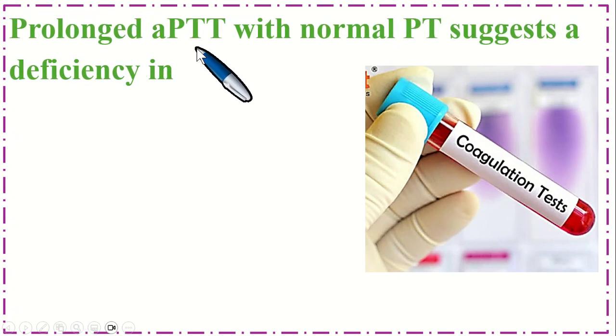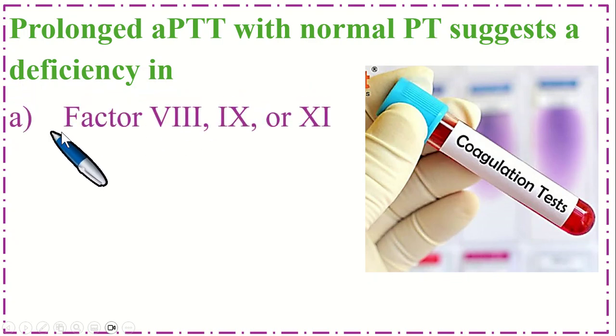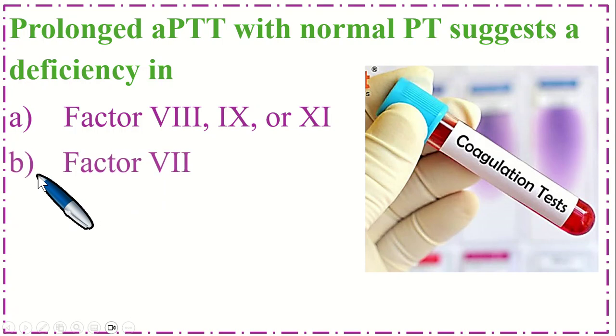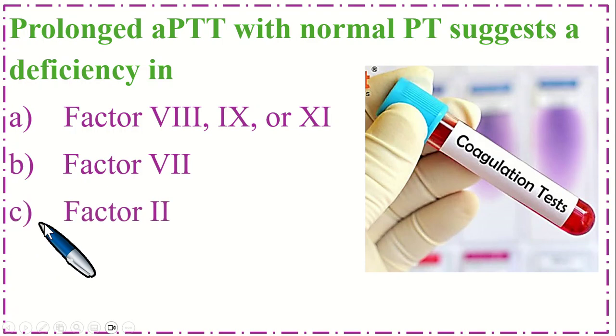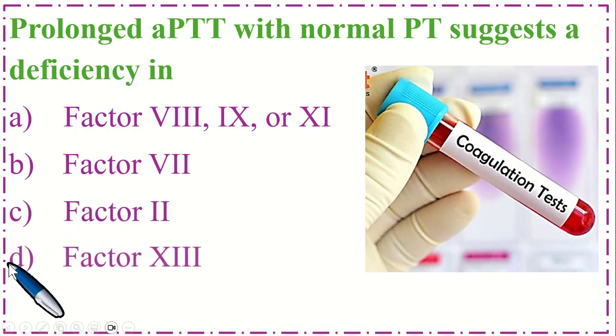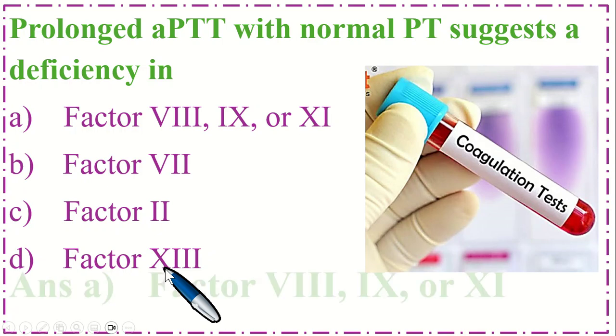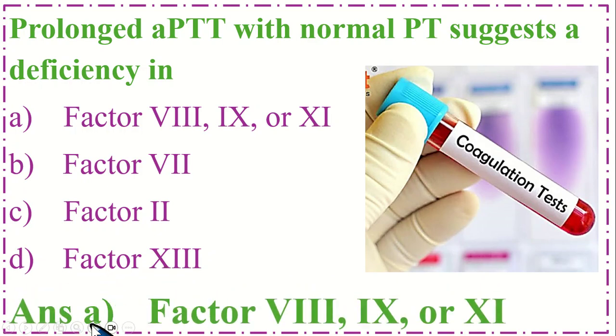Prolonged APTT with normal PT suggests a deficiency in option A, factor 8, factor 9 or factor 11. Option B, factor 7, option C, factor 2, and option D, factor 13. So the correct option is option A.